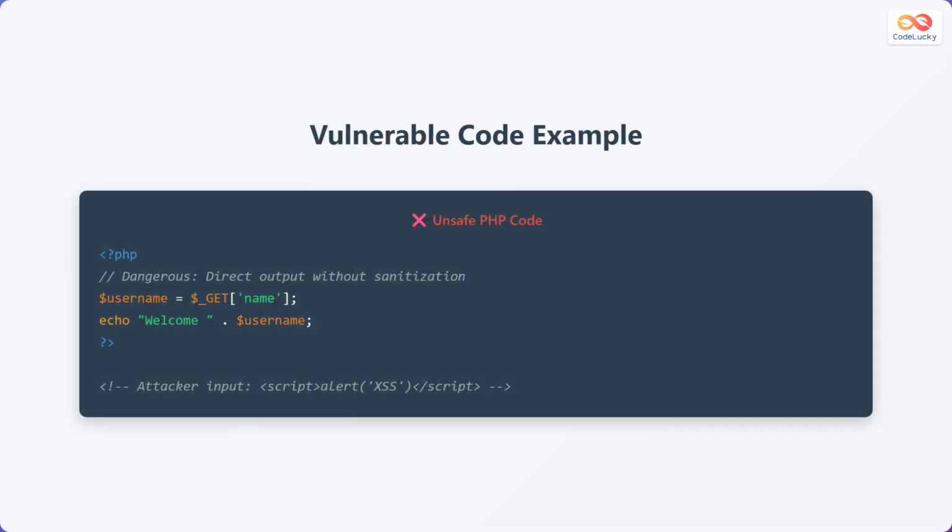Let's look at a vulnerable code example. Here's a snippet of PHP code that's susceptible to XSS. The code retrieves a username from the URL parameter name, using the getRequest method, and directly outputs it without any sanitization. An attacker could input a script tag containing malicious JavaScript, which would then be executed in the user's browser. This is a dangerous practice as it allows arbitrary code execution.